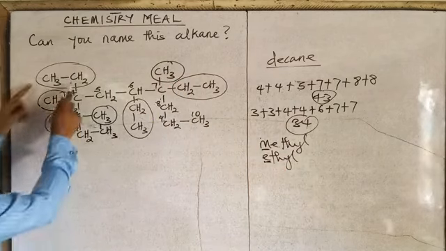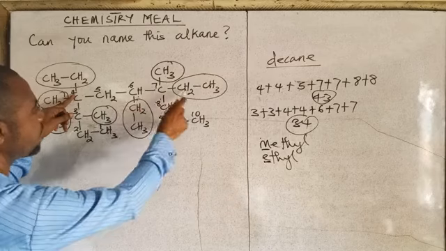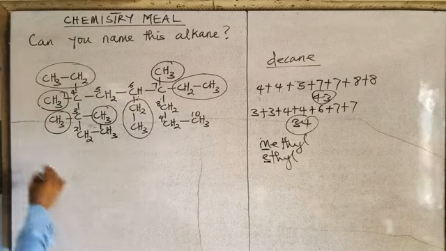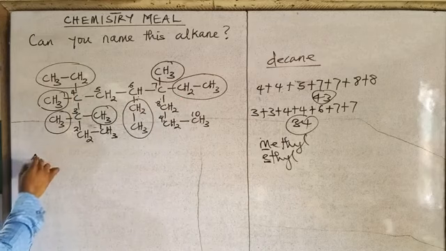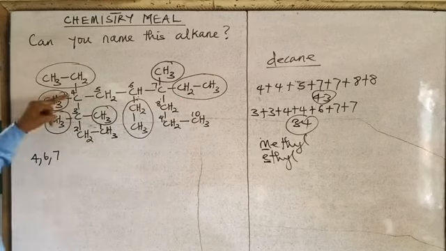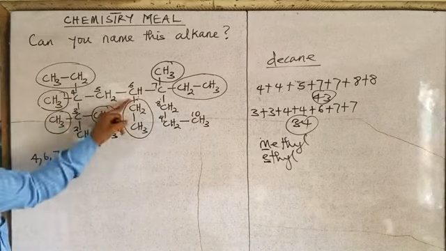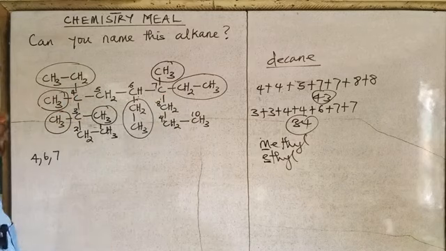So let's start with the ethyl. I have an ethyl here at position 4. I have another one at position 6. And I have another one at position 7. So what are their positions? Position 4, position 6, and position 7. Look at them. Position 4, this ethyl group. Look at another one, ethyl group, and look at another one, ethyl group.